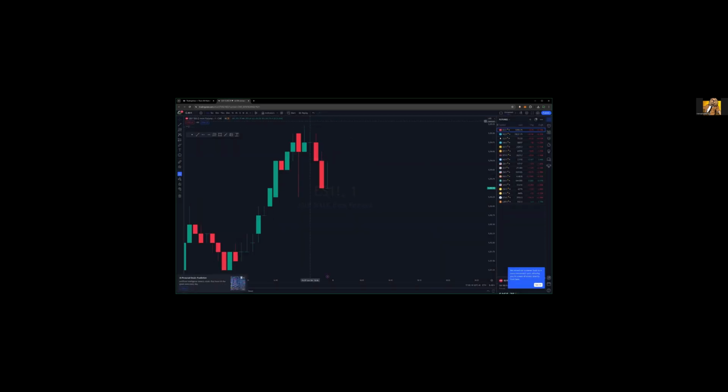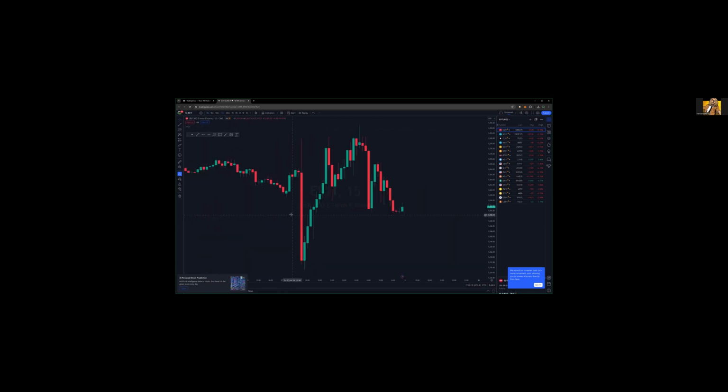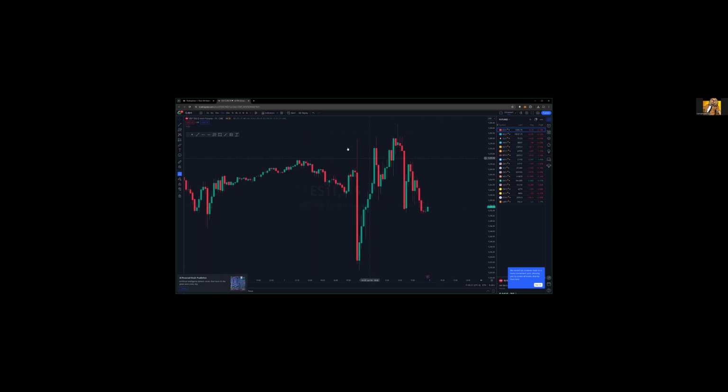For ES, we'll pull that up right now. E-mini S&P 500 futures. Very similar concept, except the values are different. We're going to zoom out to like a 15-minute time frame real quick. And so you'll see that basically it's almost a similar metric, but slightly different.